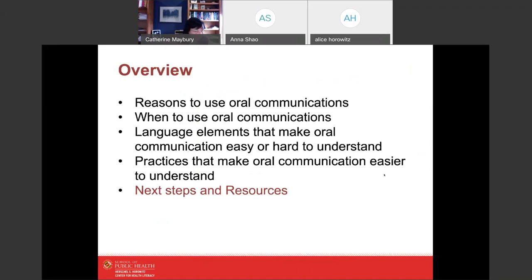Yes, Catherine, there's a question about ideal lengths for oral presentations and whether there's any research on length of presentation versus how much information someone retains.